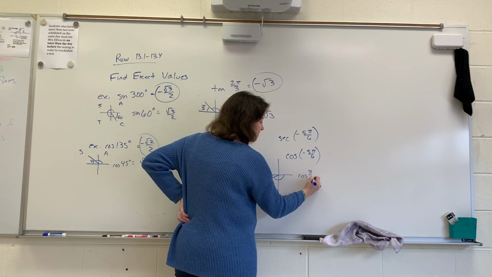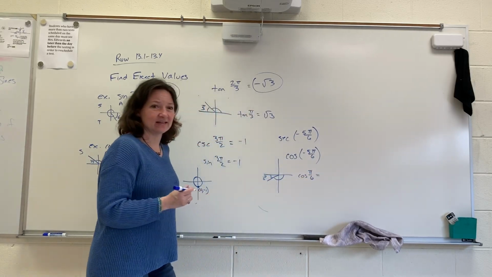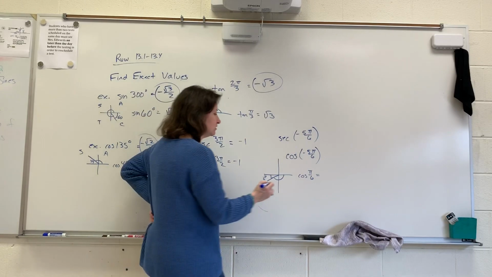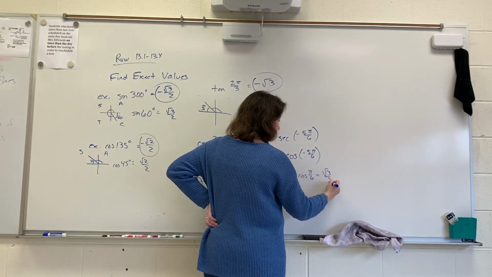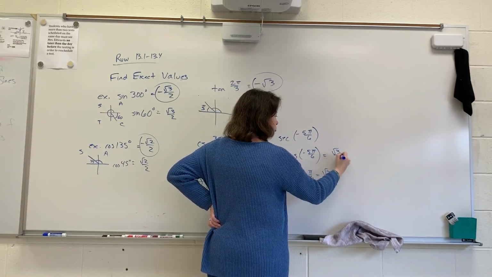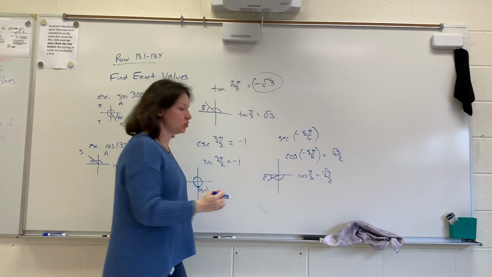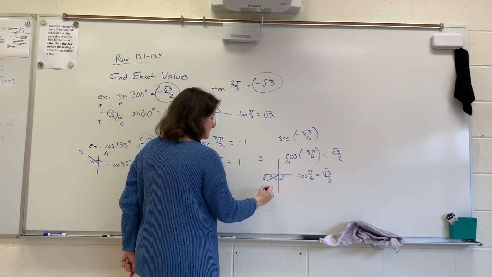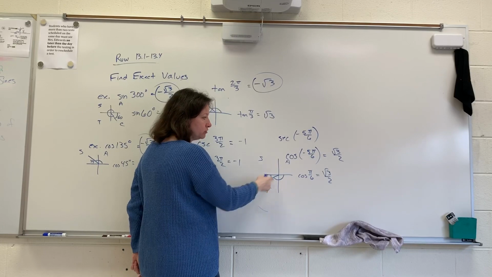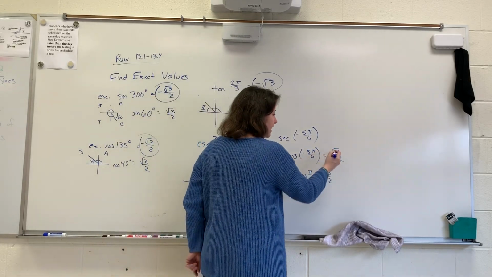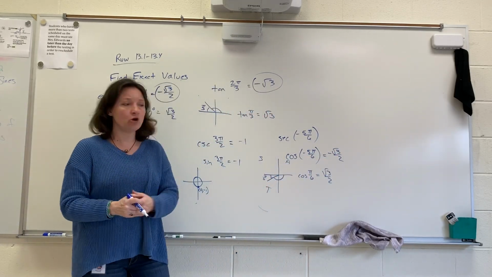What is cosine of pi over 6? It is root 3 over 2. So this will also be root 3 over 2, but then we look at location. All students take, I'm in the tangent corner, so what will cosine be? Negative. Am I done? No, because I want secant.